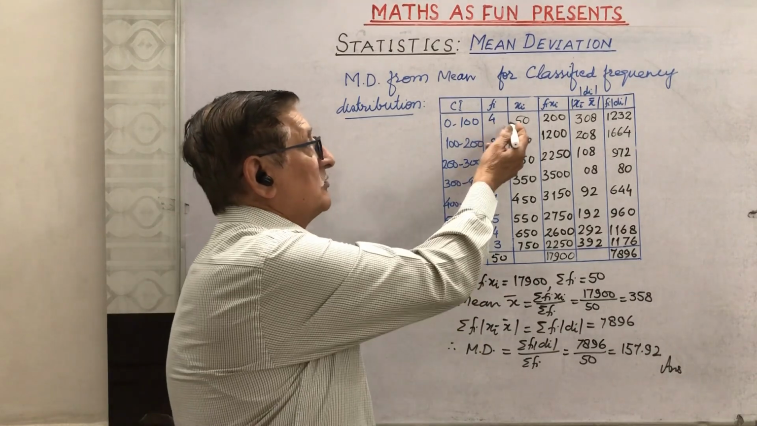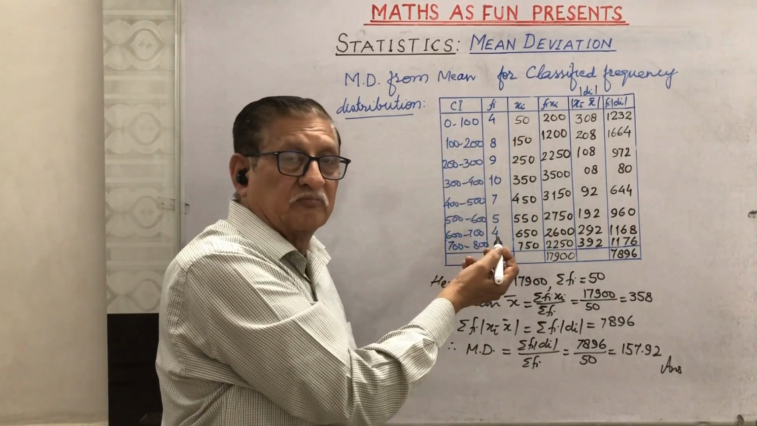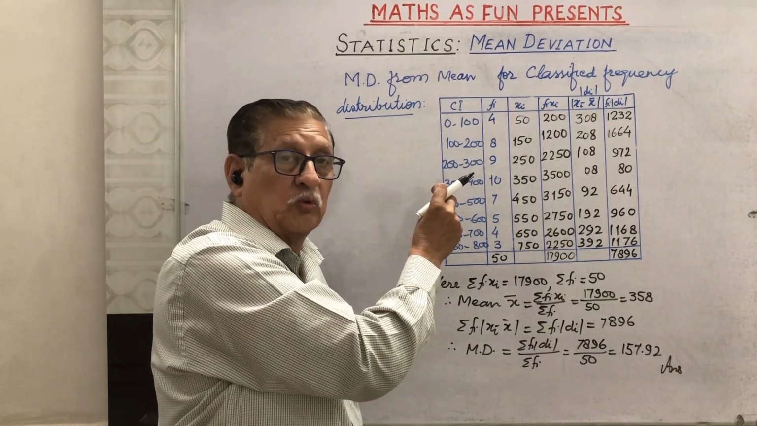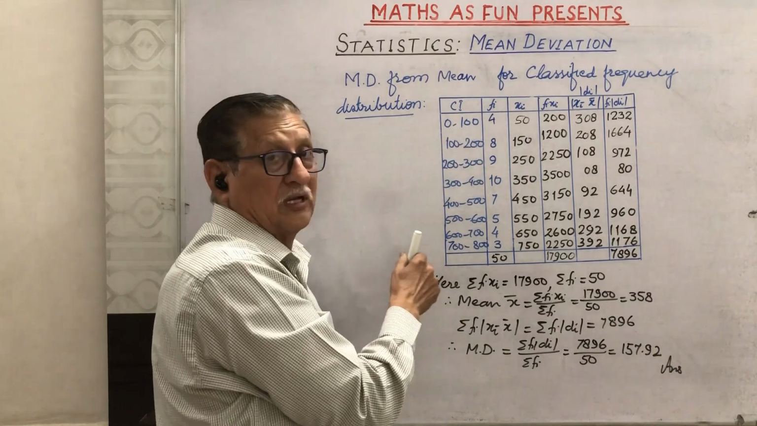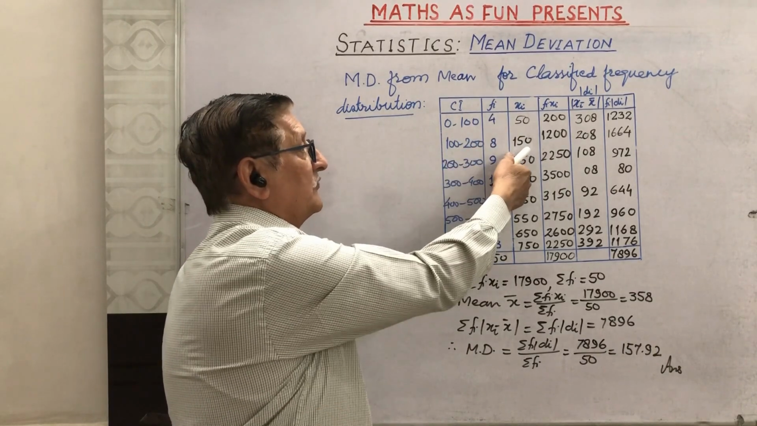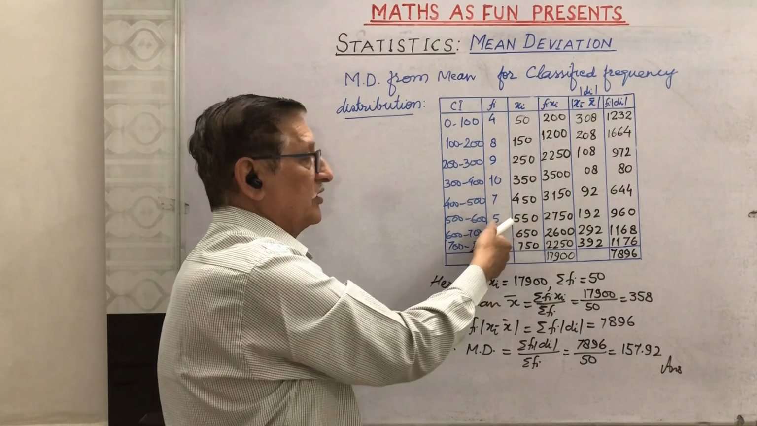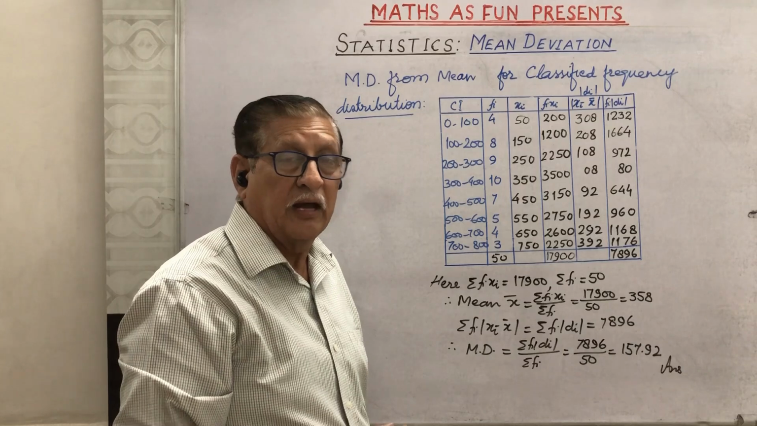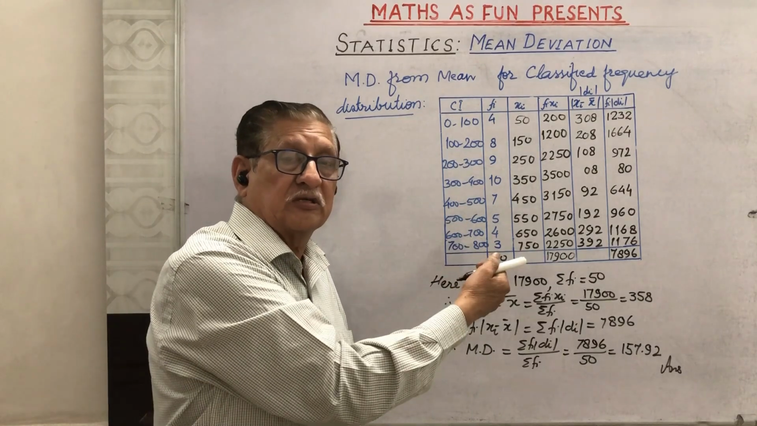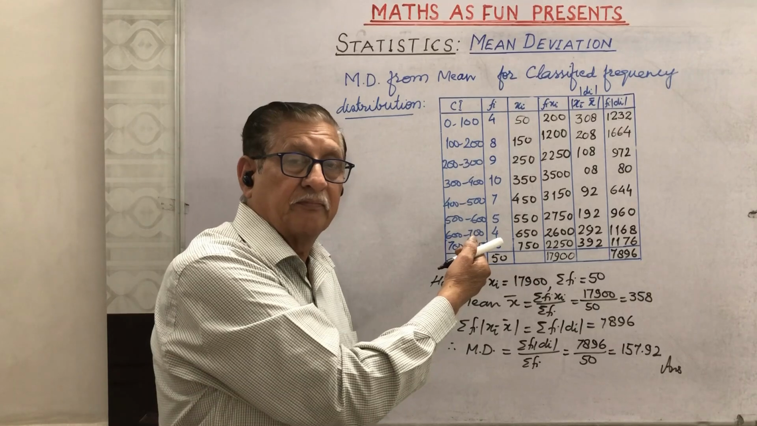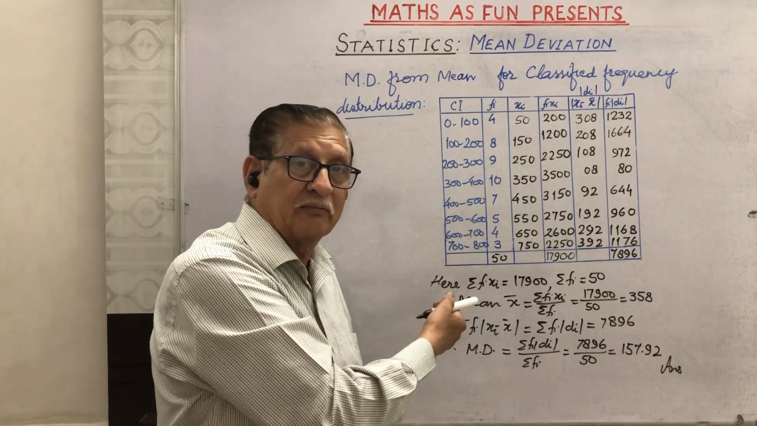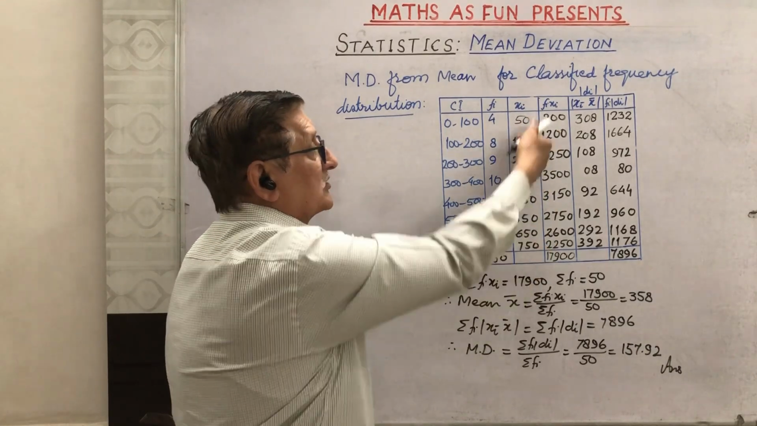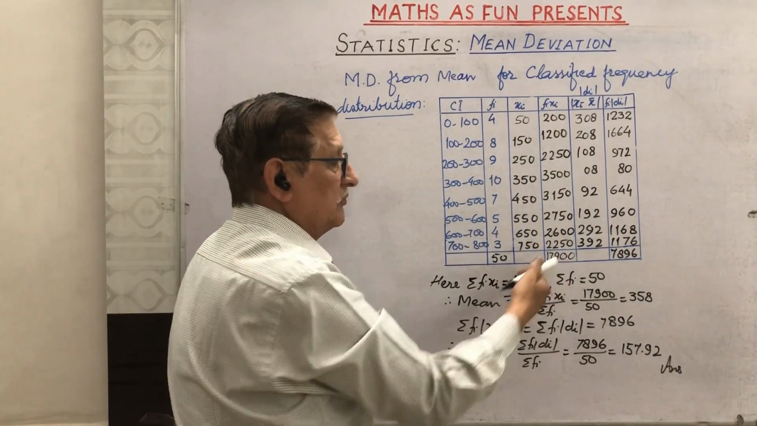And xi we know is always (L plus U) by 2, that is the lower limit plus the upper limit divided by 2, or the average of both the limits. And that here comes as 50, 150, 250, 350, 450, 550, 650 and 750. And now we have to find out fi into xi, the product of frequency and the data, for direct method. When we multiply, the numbers come here and the sum of them comes as 17900.